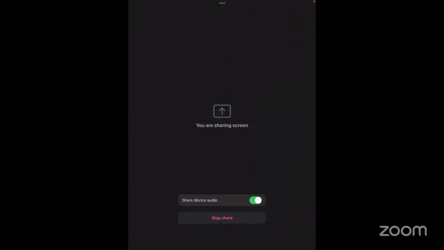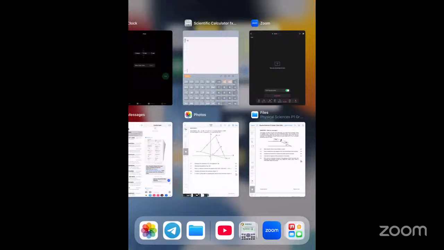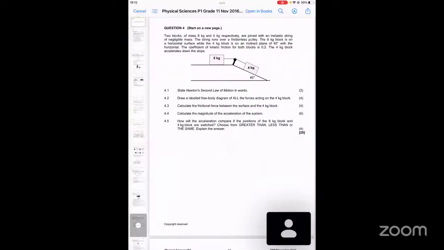Okay, then it's fine. So what I want you guys to do is to draw that labeled free body diagram. And then once you've drawn it, you take a photo and then you attach it in the comment section. That's where I'll find it.